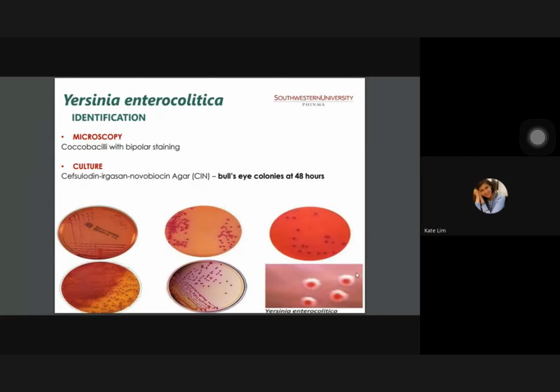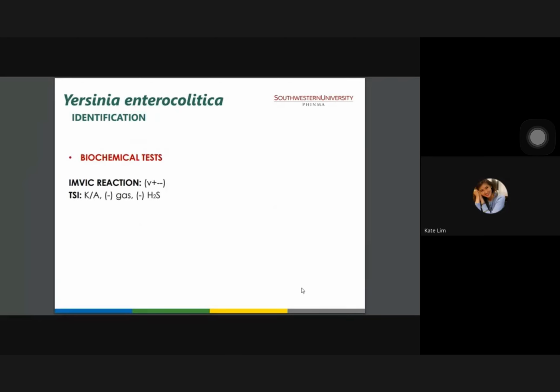So these colonies usually appear with a distinct center surrounded by a clear zone. So we have here a distinct center with a clear zone. Typically this is still visible after 48 hours of incubation. Just like your other Yersinia, your Yersinia enterocolitica, the bullseye colonies are typically observed after 48 hours of incubation. So these are the biochemical tests for your Yersinia enterocolitica.